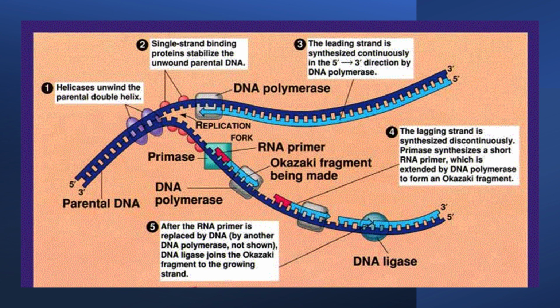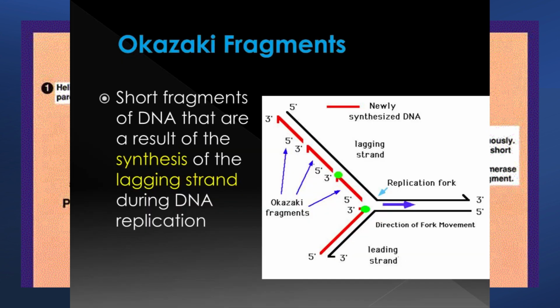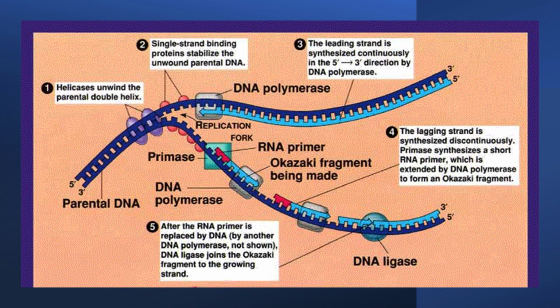The leading strand is synthesized continuously while the lagging strand is synthesized discontinuously. Primase synthesizes a short RNA primer, which is extended by DNA polymerase to form an Okazaki fragment. After that, the RNA primer is replaced by DNA by another DNA polymerase. DNA ligase joins the Okazaki fragments to the growing strand.